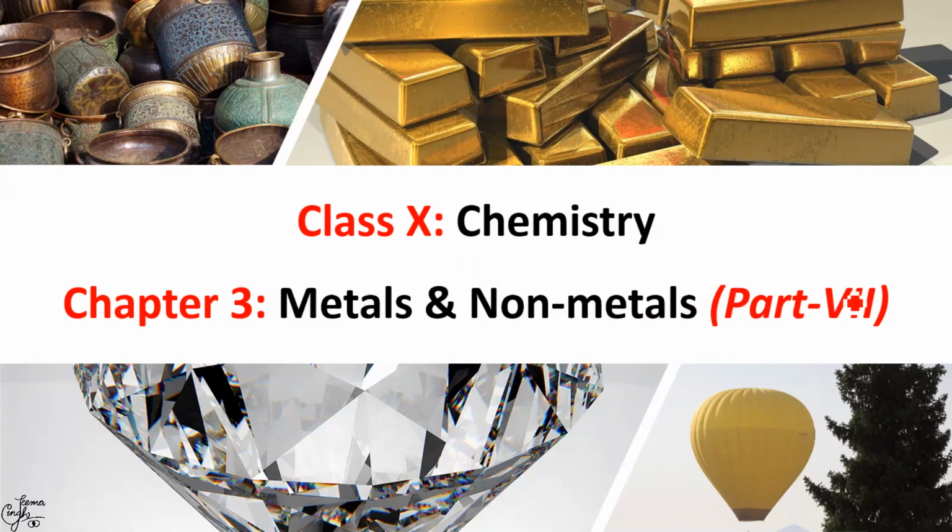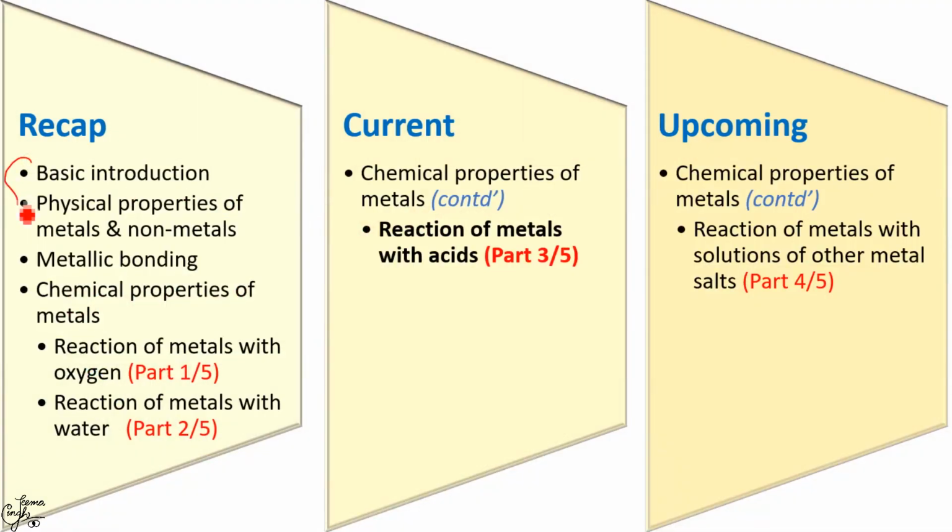Today we will continue with part 7 of chapter 3, Metals and Non-Metals. For recap, this is the list of topics that I've already covered in my previous videos. In today's video, we'll continue with the third chemical property of metals, their reaction with acids.